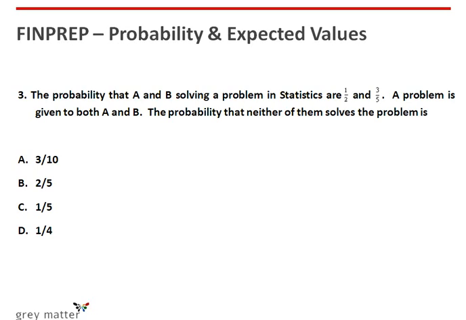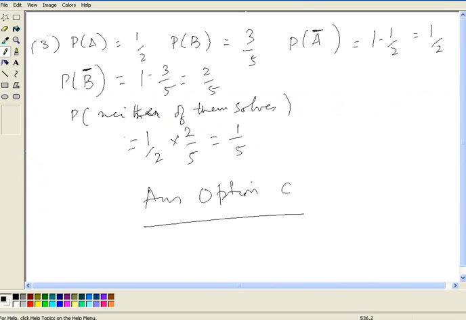Question 3. The probabilities that A and B solve a problem in statistics are 1 by 2 and 3 by 5 respectively. A problem is given to both A and B. Find the probability that neither of them solves the problem. Going to our work area, given that the probability of solving the problem by A is 1 by 2 and by B is 3 by 5, the probability of A not solving the problem is 1 minus half, which is also 1 by 2.